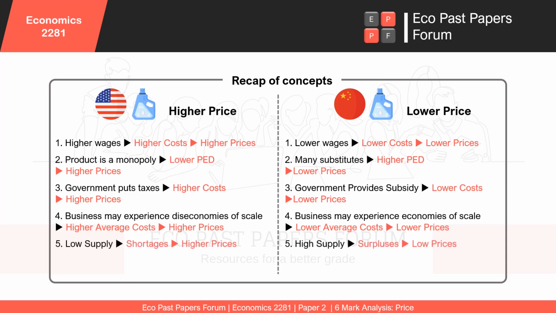In the USA, there could be a low supply of the product, which could result in shortages as opposed to demand, and that's why the producers are charging a higher price. In China, there's a high supply of the same product, which results in surpluses in the market, and hence a lower price is charged by the retailers.